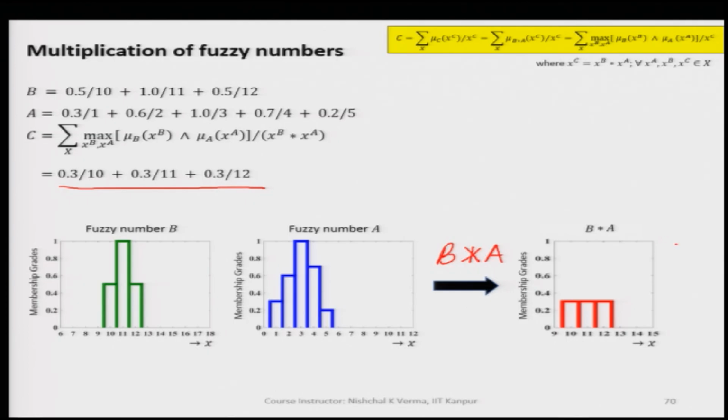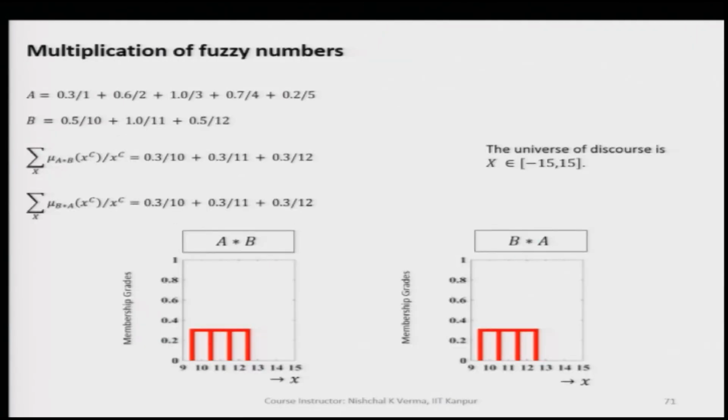So, we can say that A multiplication B is equal to B multiplication A, which means the multiplication of the fuzzy numbers A and B is commutative. So, we see that both the fuzzy sets are the same, and as I mentioned earlier, these are not fuzzy numbers; the result is not a fuzzy number here.